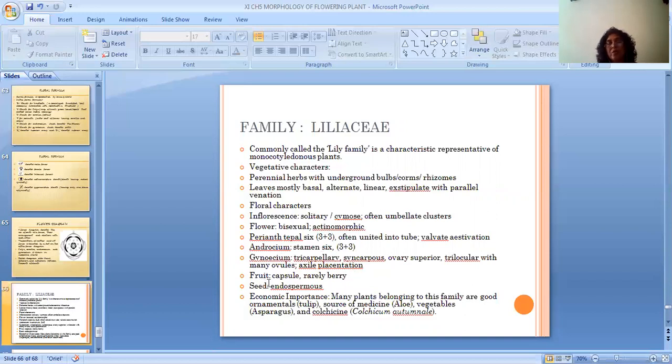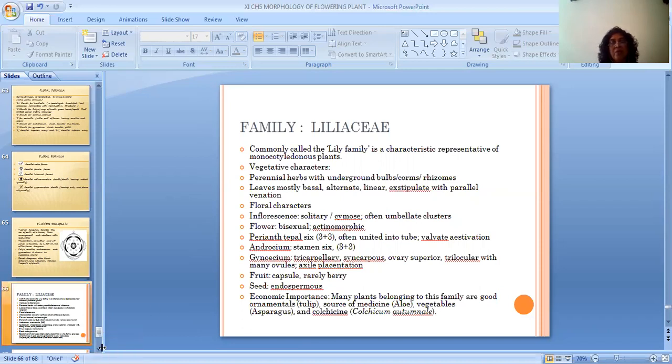Talking about fruit, it's a capsule and rarely a berry. Seeds are endospermous. Economic importance: many plants belonging to this family are good ornamentals like tulips. Some are good sources of medicine like aloe vera, and vegetables like asparagus.